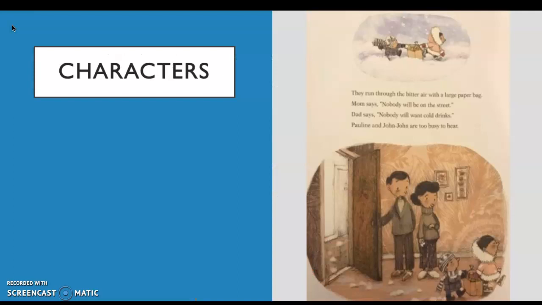So in this illustration, we're going to read the page. We're going to use that illustration to get more details and more information from it. And we're going to see what we can find out about the characters.